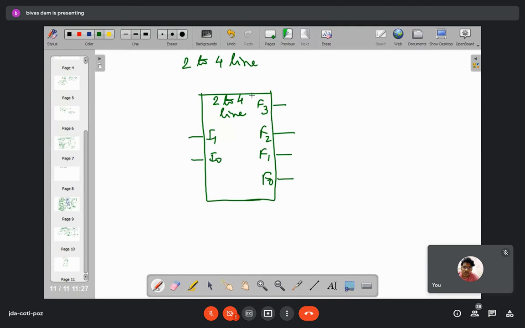So if you have to design the internal circuit of this particular block, how many functions are to be designed here? 4 functions are to be designed. How many input variables will be there for each of the 4 functions? 2. So if I go for the truth table, how many columns will be there? 6. And how many rows? 4.